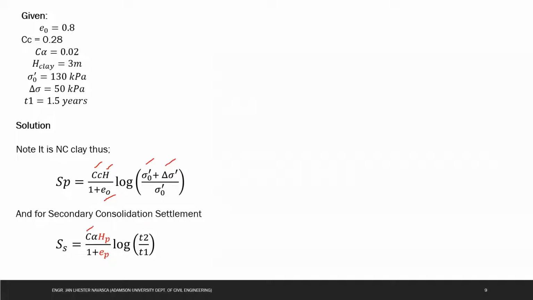Then we have C alpha, the secondary compression index. We have the time T2. We want to find the total settlement at time T2, at 5 years, and T1, the time for complete primary settlement. So what we have left is Hp and e sub p. Hp is the height of the clay layer after the complete primary settlement, and e sub p is the void ratio after the completion of primary settlement.